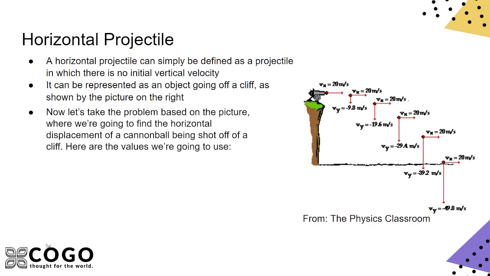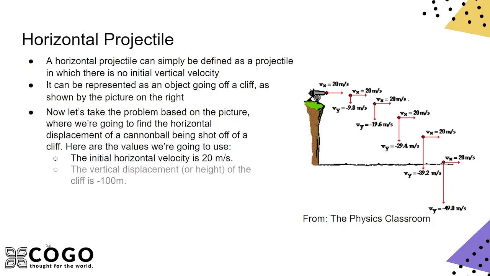Now let's take the problem based on the picture, where we're going to find the horizontal displacement of a cannonball being shot off a cliff. Here are the values we're going to use. The initial horizontal velocity is 20 meters per second. The vertical displacement, or height, of the cliff is negative 100 meters.